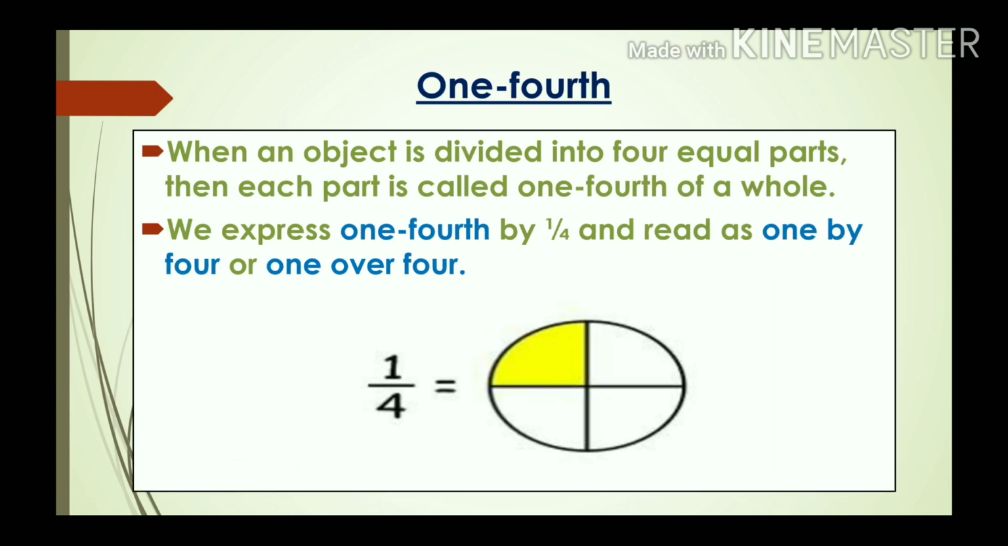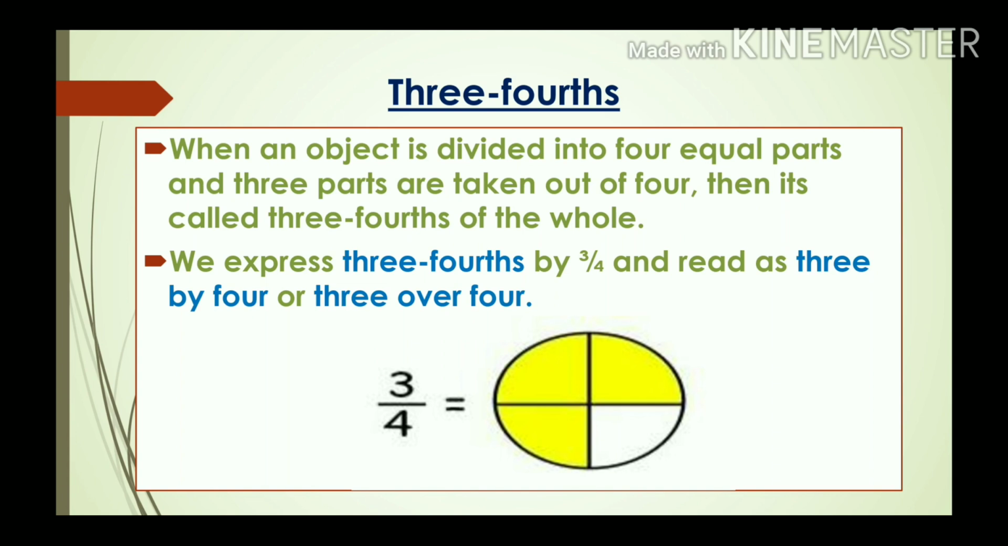Now 1/4. When an object is divided into four equal parts, then each part is called 1/4 of the whole. We can express 1/4 by 1 by 4 and read it as 1 by 4 or 1 over 4. See here, a picture is given in which a circle is divided into four equal parts and out of them one part is shaded. So the fraction for the shaded part is 1 by 4.